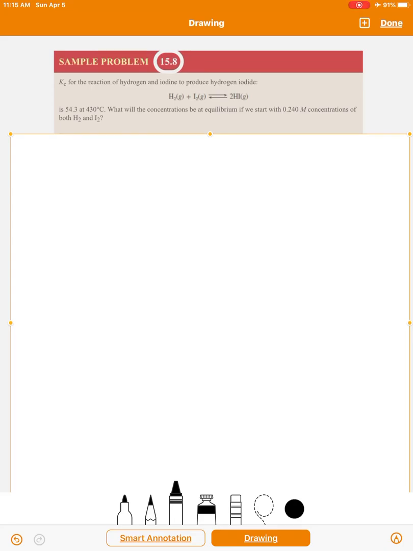Okay, let's try sample problem 15.8. We're going to look at solving a chemical equilibrium type problem. It's quite a few steps, but the algebra in solving this one isn't so bad. So let's take a look at this one.